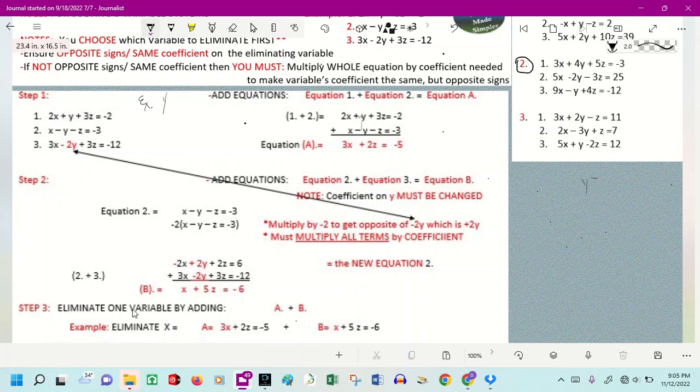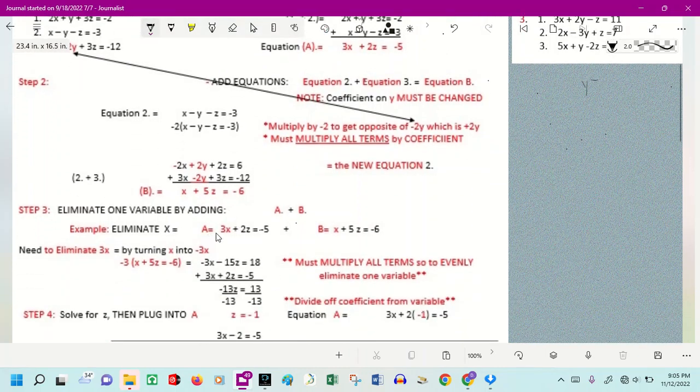Okay, now our next step is to eliminate another variable. We would do that by adding A and B together. So we would look at eliminating x by adding our equations A and B together. When we look at A and B, we see that A has a positive 3x. So in order to eliminate it, we need a negative 3x. B is just x. So we must multiply B by a negative 3 in order to make that a negative 3x. We must multiply the whole equation, of course.